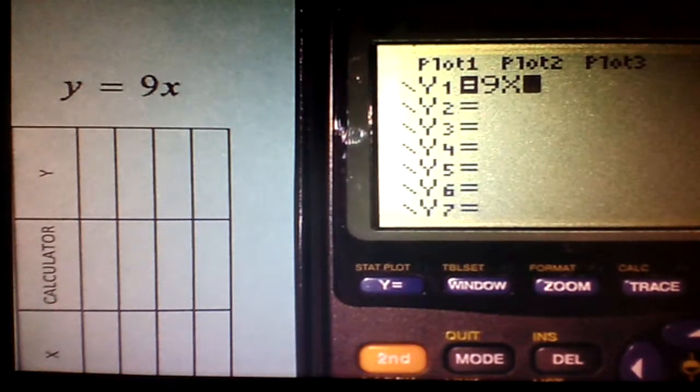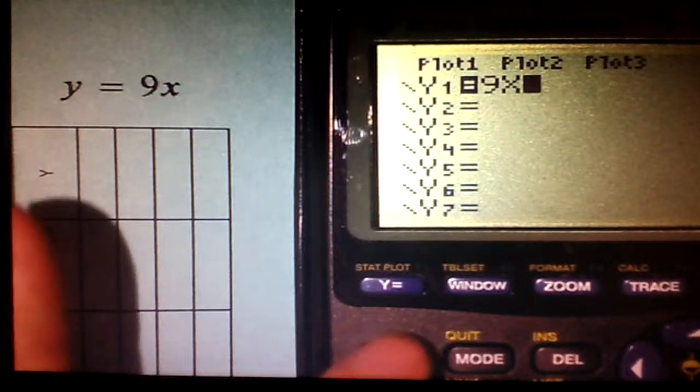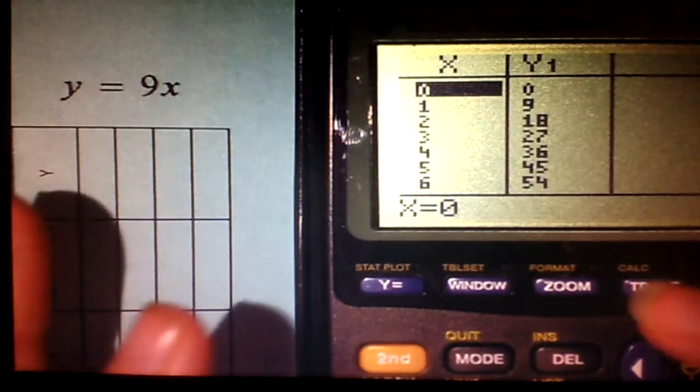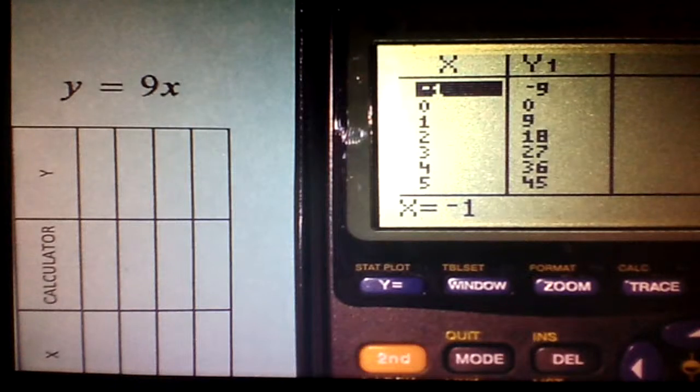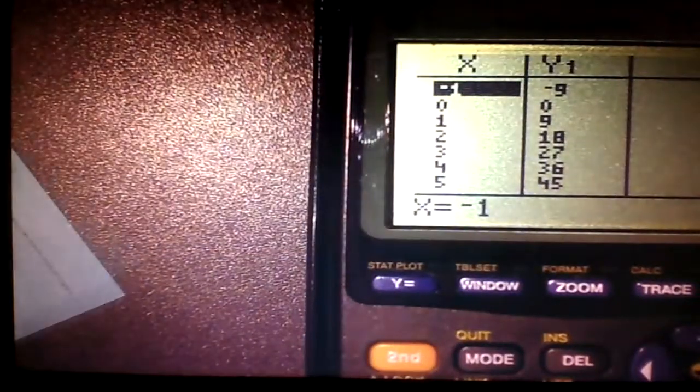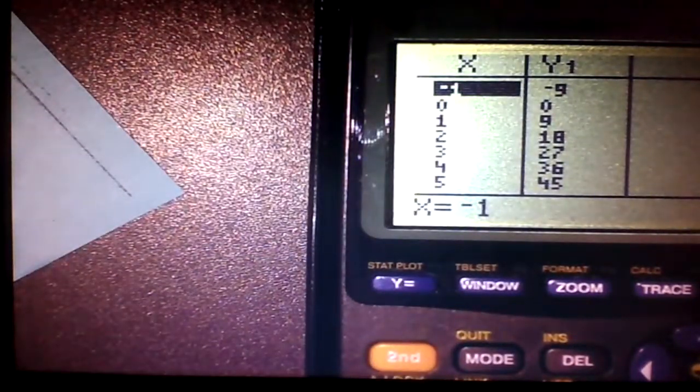Because it's straight. Okay? So when I go to my table, my y values had better be going up by the same number, by adding the same number. What is that number? 9. Okay, so my table for this one should be -1, -9, 0, 0, 1, 9, and 2, 18. And this is linear.